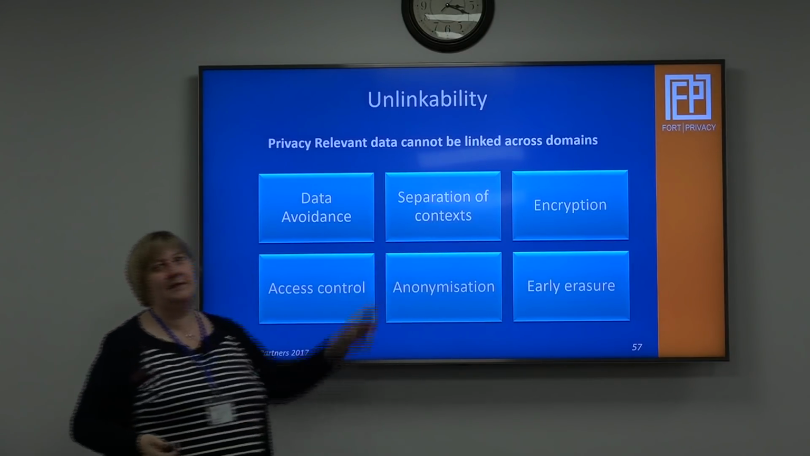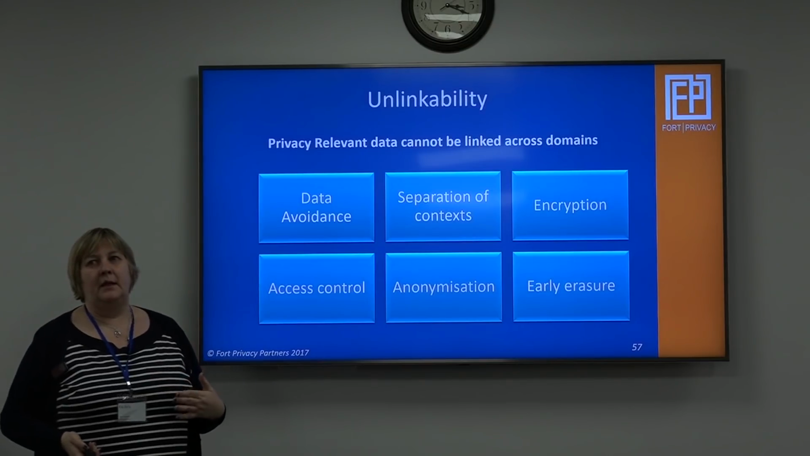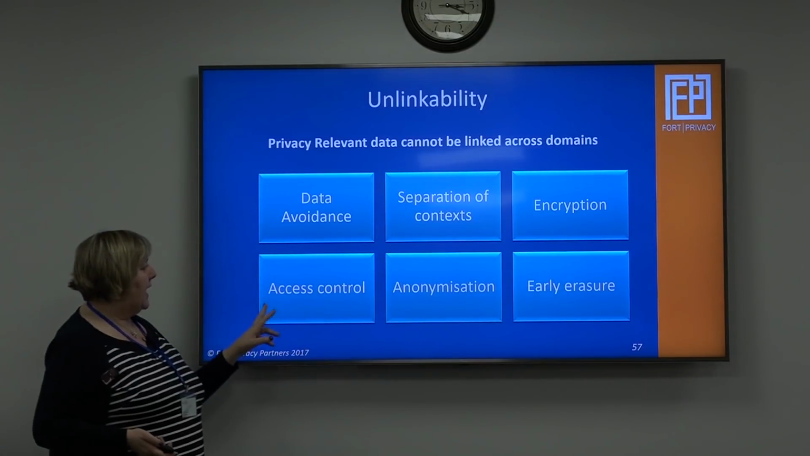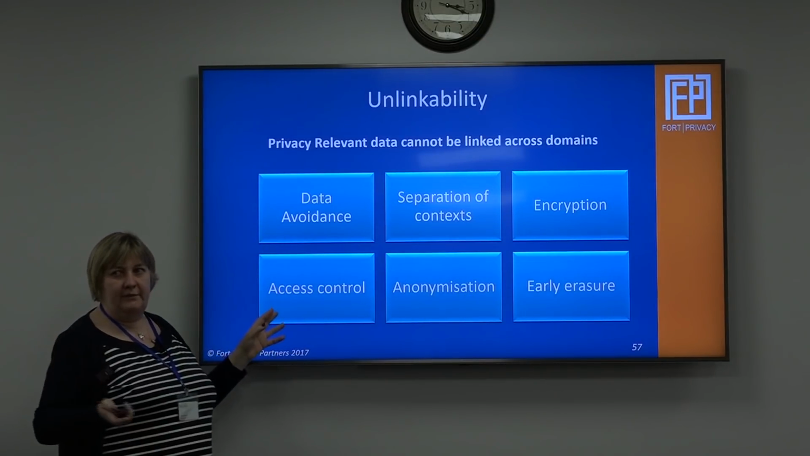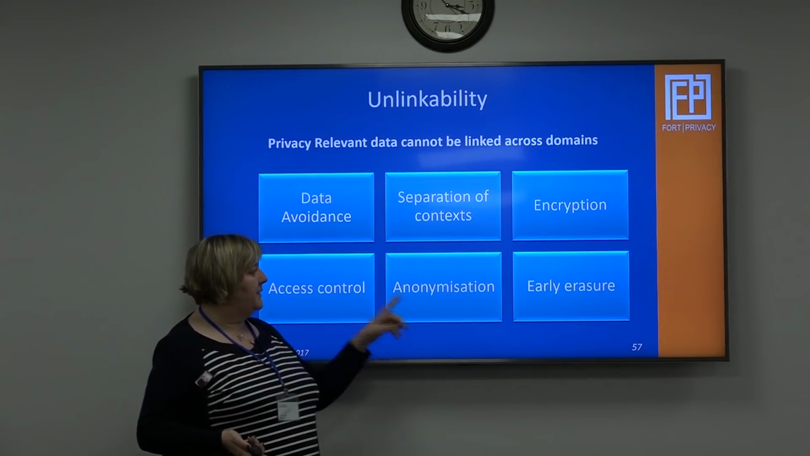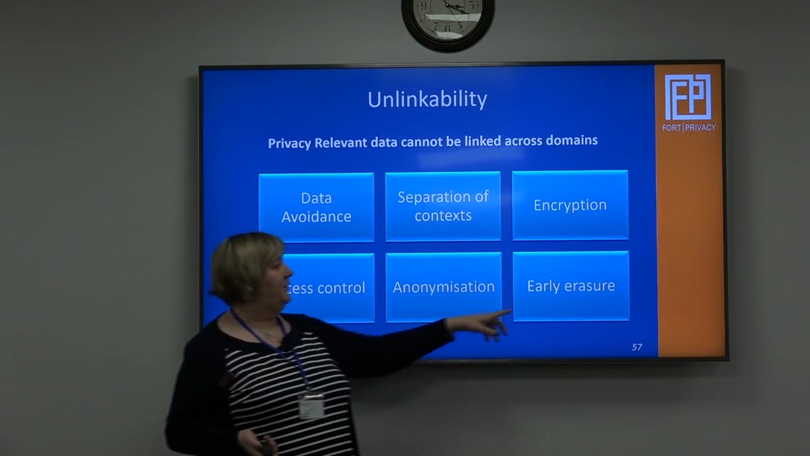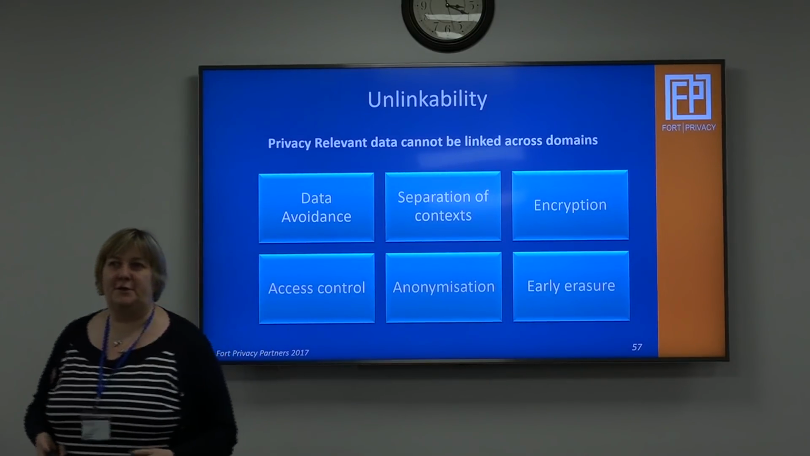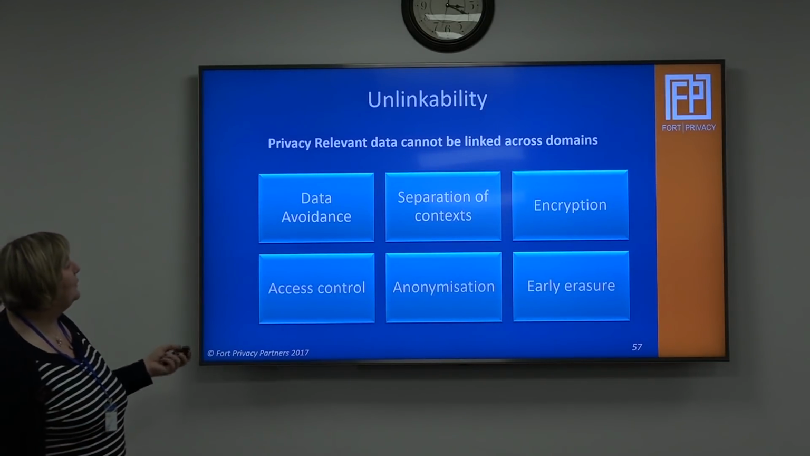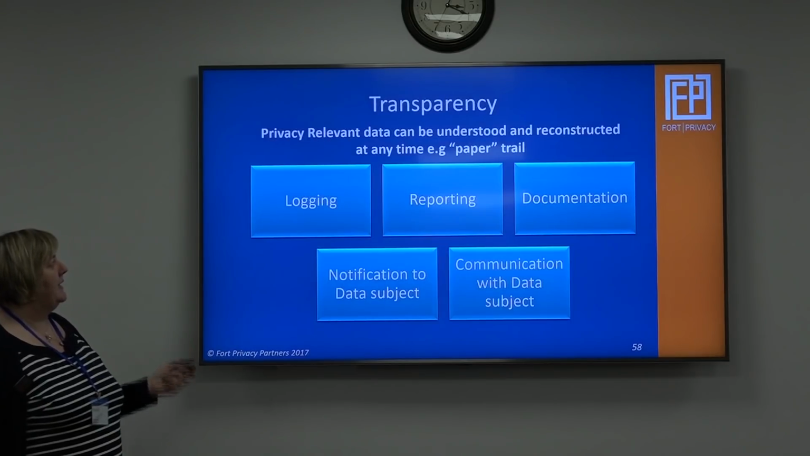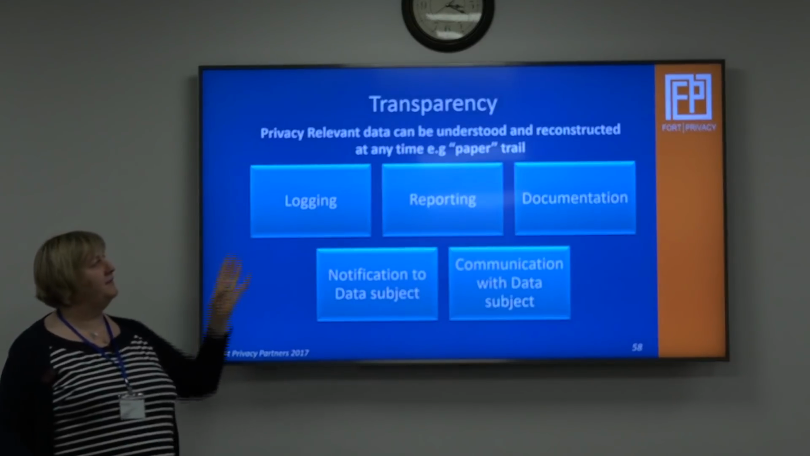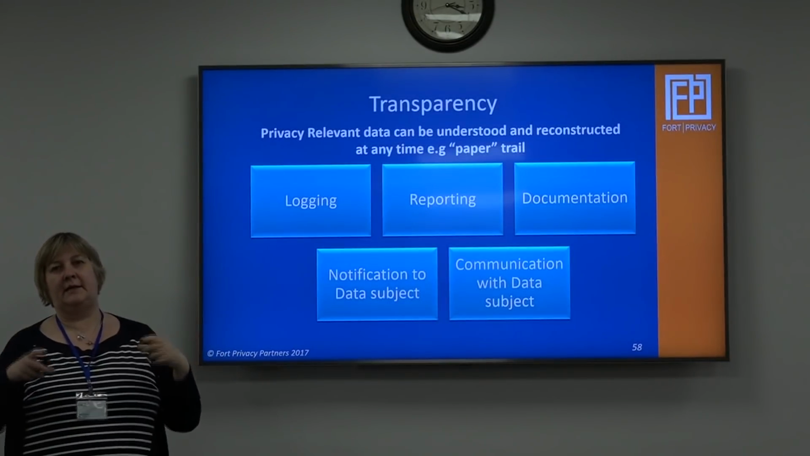But that separation of context is an important technique. Encryption, obviously. Access control is another obvious one, in terms of only the people who need to see it and should see it. Anonymization, which is very difficult to achieve, and early erasure, which is much easier to achieve but much less commonly practiced, shall we say, than it could be. So that's unlinkability.